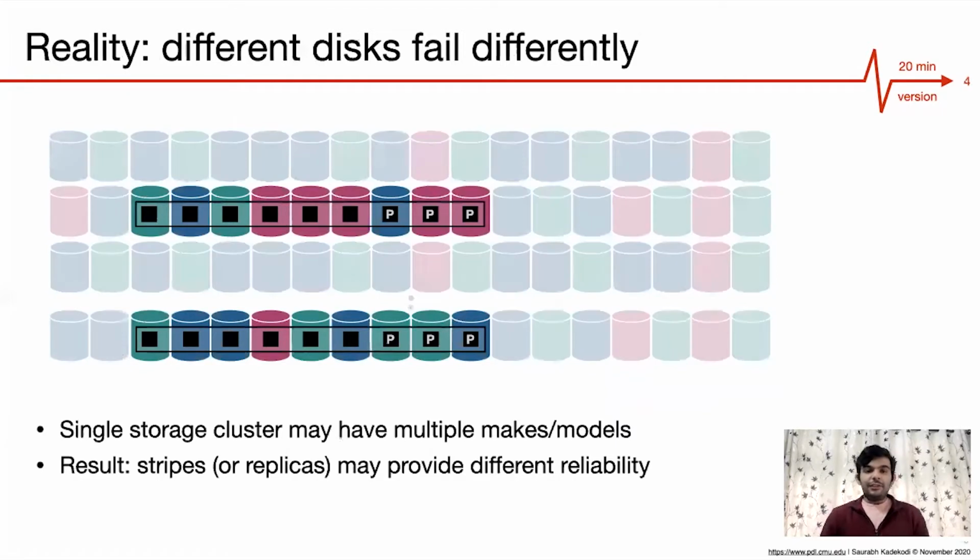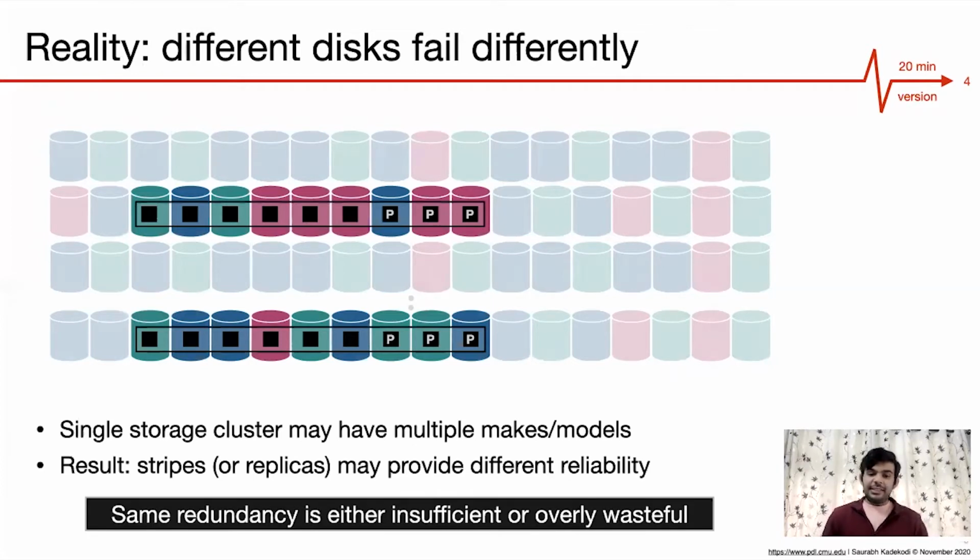For example, here I've shown two 6 of 9 stripes, and the top stripe has 5 chunks stored on purple disks, whereas the bottom stripe has only one of the chunks stored on a purple disk. If the purple disk AFR is much higher compared to the blue or the green disks, the data reliability provided by the top stripe is much lower compared to the bottom stripe. Moreover, if the redundancy scheme has been decided based on the AFR of the purple disk, then the bottom stripe is overprotecting its data. Whereas if the redundancy scheme has been designed using the failure rate of the blue or the green disks, then the top stripe has its data under-reliable and is at risk of data loss. Thus, the same level of redundancy is either insufficient or overly wasteful, and both are bad.